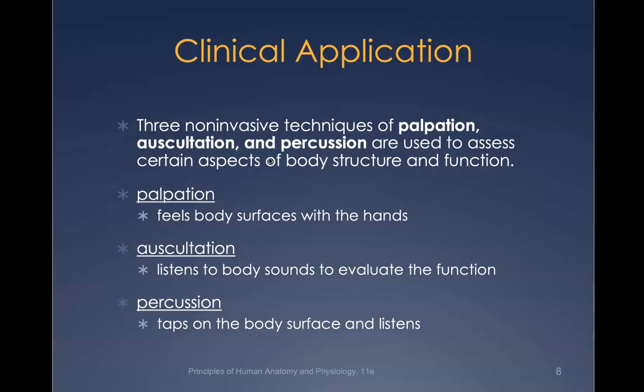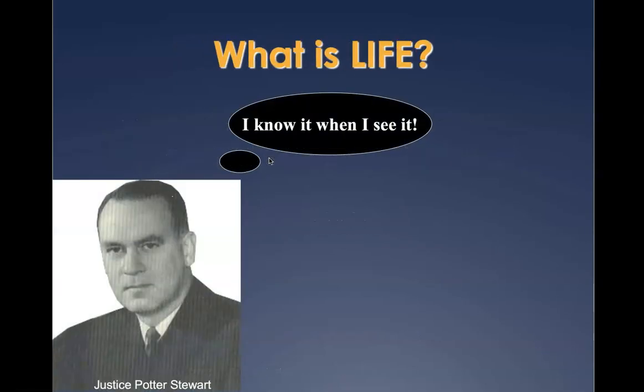Auscultation means you're just listening to body sounds to evaluate their function. So you can auscultate your heartbeat, and that way you can evaluate its function. And then percussion is where you're tapping on body surfaces and listening. If you tap on a surface, is it hollow underneath? Is it not? Can you hear fluid in there? That would be what percussion is. So we'll use some of those throughout 201 and especially into 202 to study the human body.